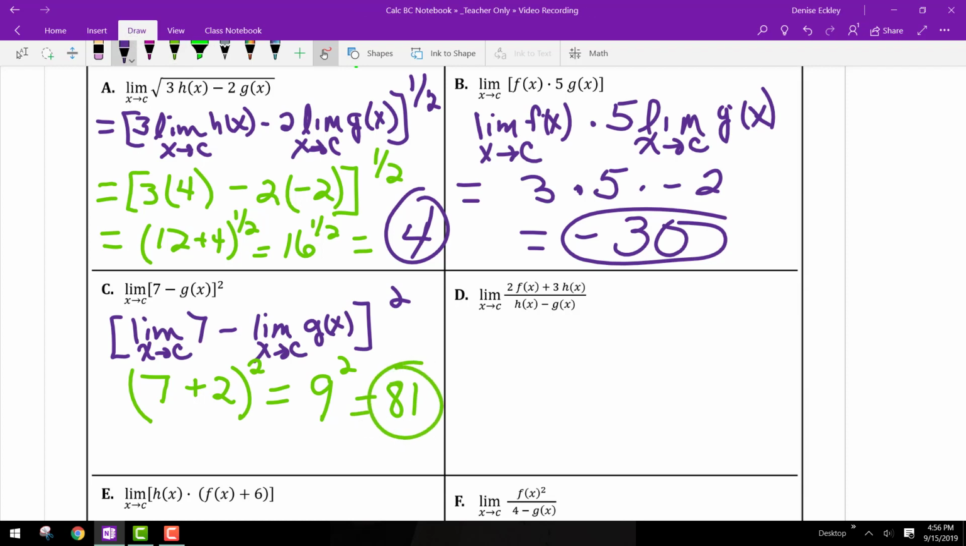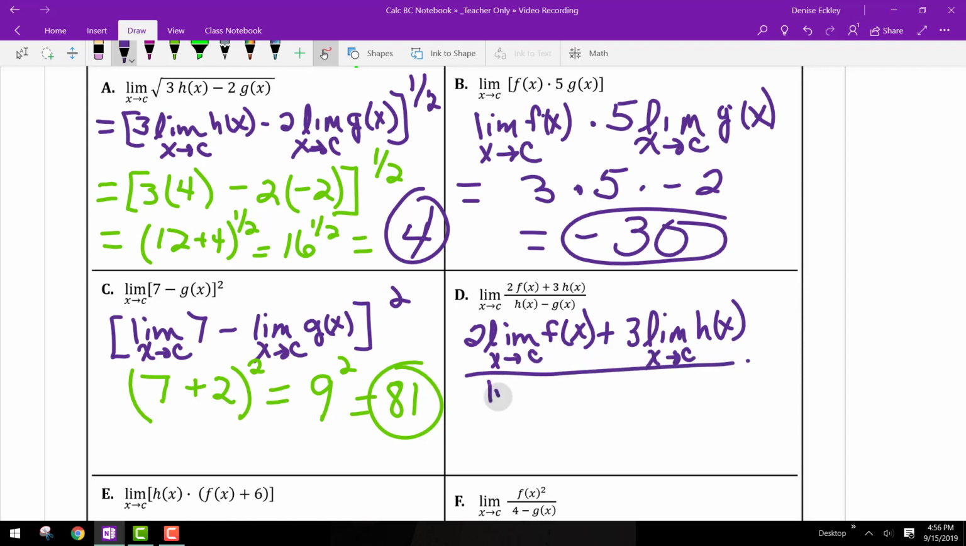Next one's a little longer, but really not any harder. You just have to apply your limit properties. So rewriting this one, letter D, we get 2 times the limit as x approaches c of f of x plus 3 times the limit as x approaches c of h of x. That's going to be divided by the limit as x approaches c of h of x minus the limit as x approaches c of g of x.